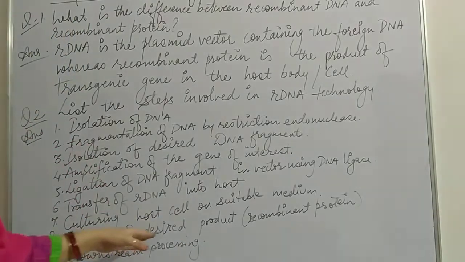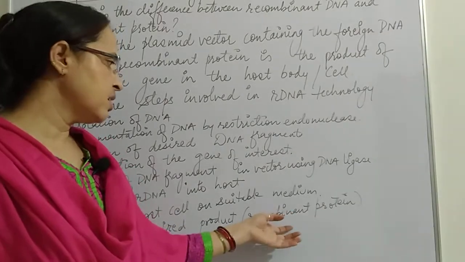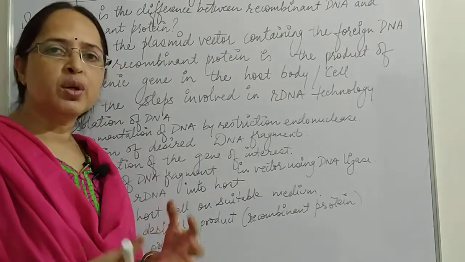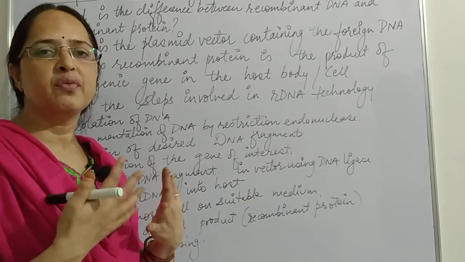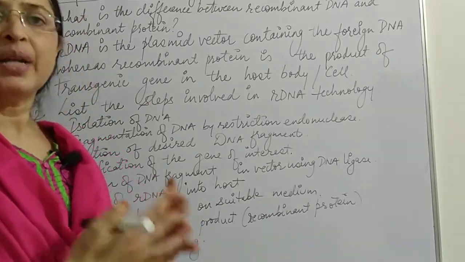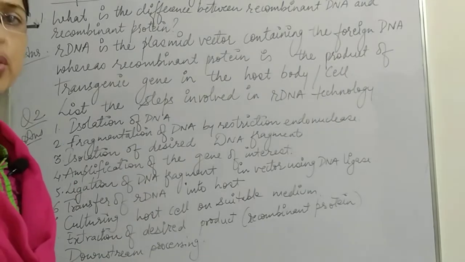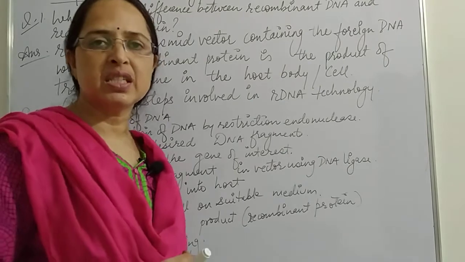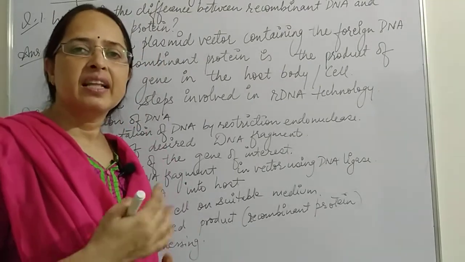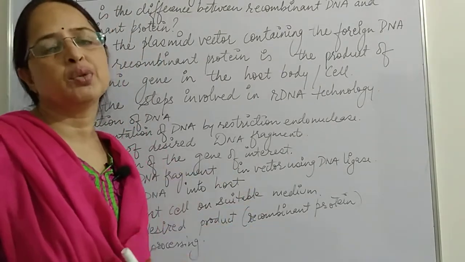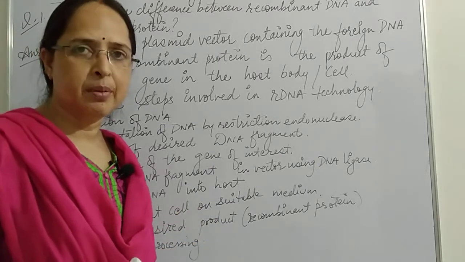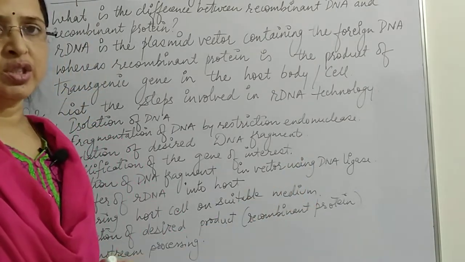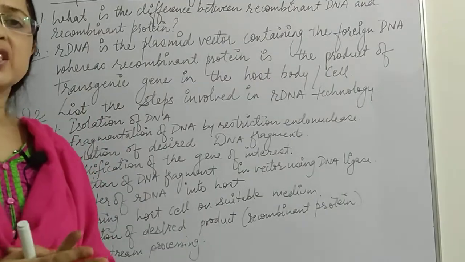And next is extraction of the desired product, which is the recombinant protein. The host cell has been multiplied and now the host cell is with the recombinant protein. So that protein is extracted from the host cell. Then at last is the downstream processing. That means processing and treatment is done, and then the product is sent into the market for sale purpose. So these are the steps of recombinant DNA technology. Now we go for the next question.